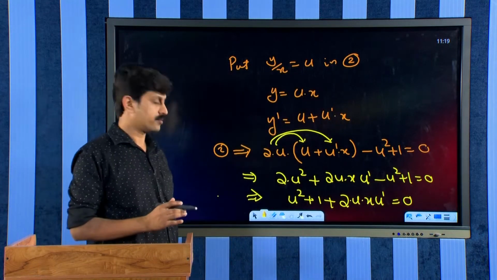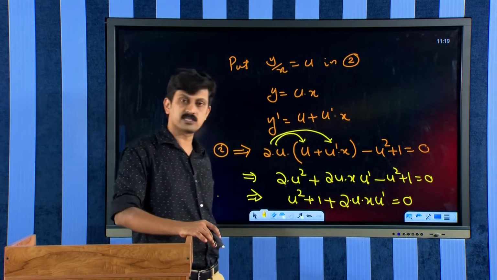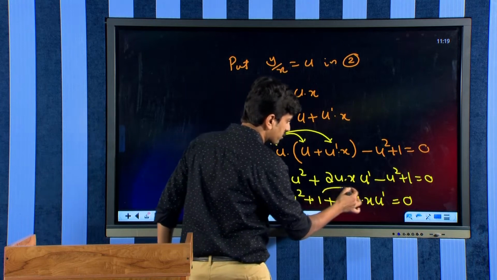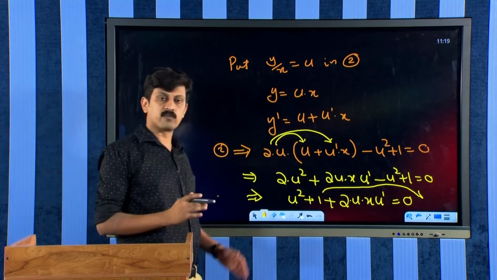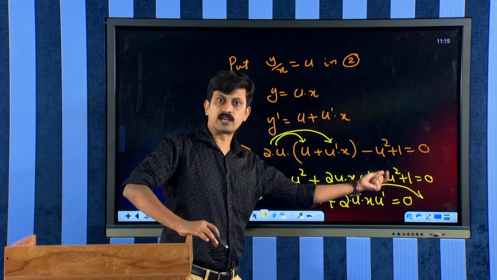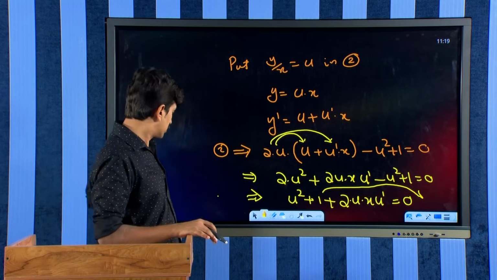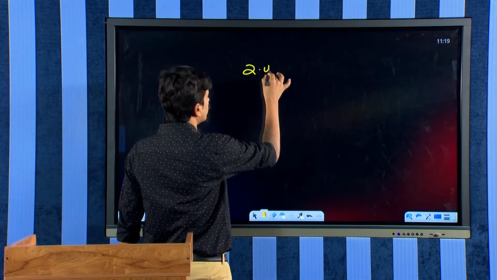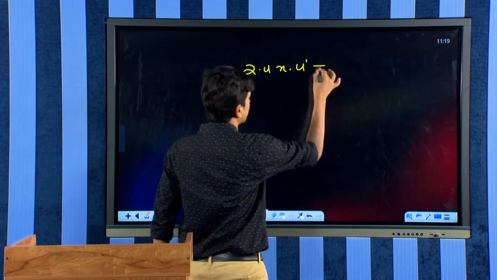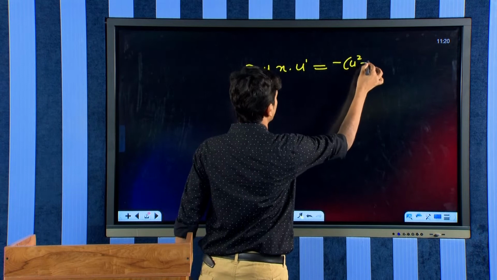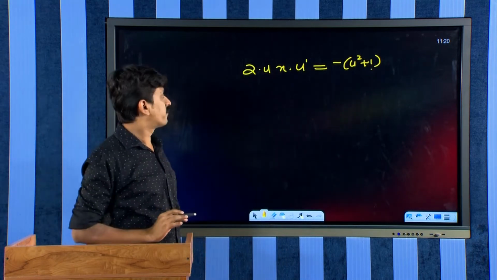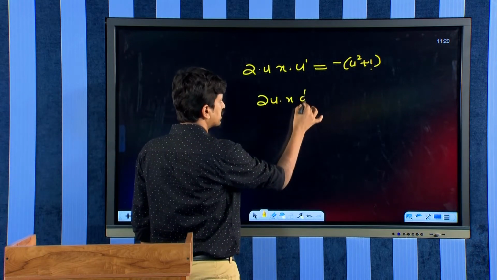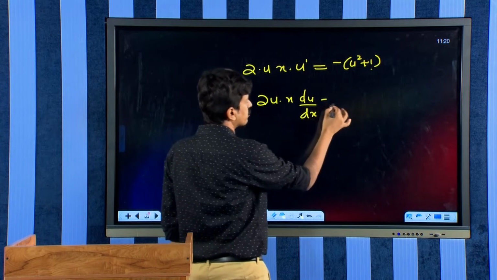Fine. From here we have to separate these variables. So, I would like to take this u square plus 1 to the right side. Therefore, while taking plus u square plus 1 to RHS, that will be minus u square plus 1. Therefore, we will have 2u x u dash is equal to minus of u square plus 1.